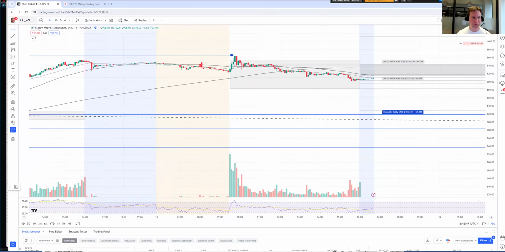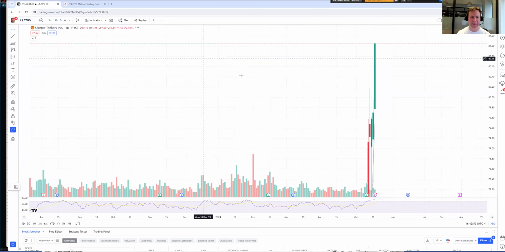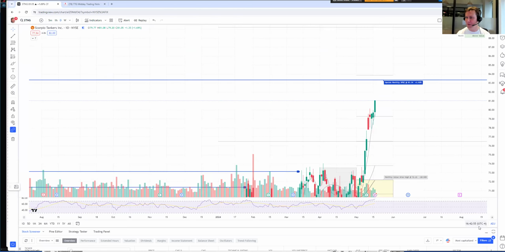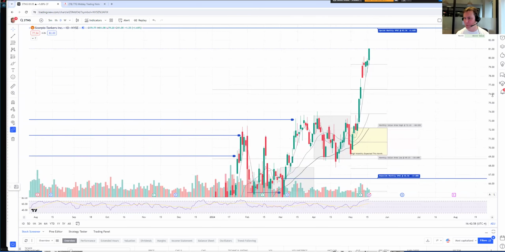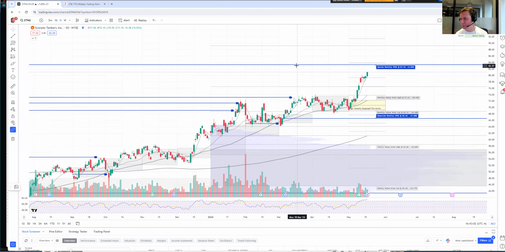And then finally, just the shipping names, right? They continue to be strong. This is STNG. This had a nice move today. I did put this in the TTG trend portfolio last week, right? So I'm looking for a move up to 280.